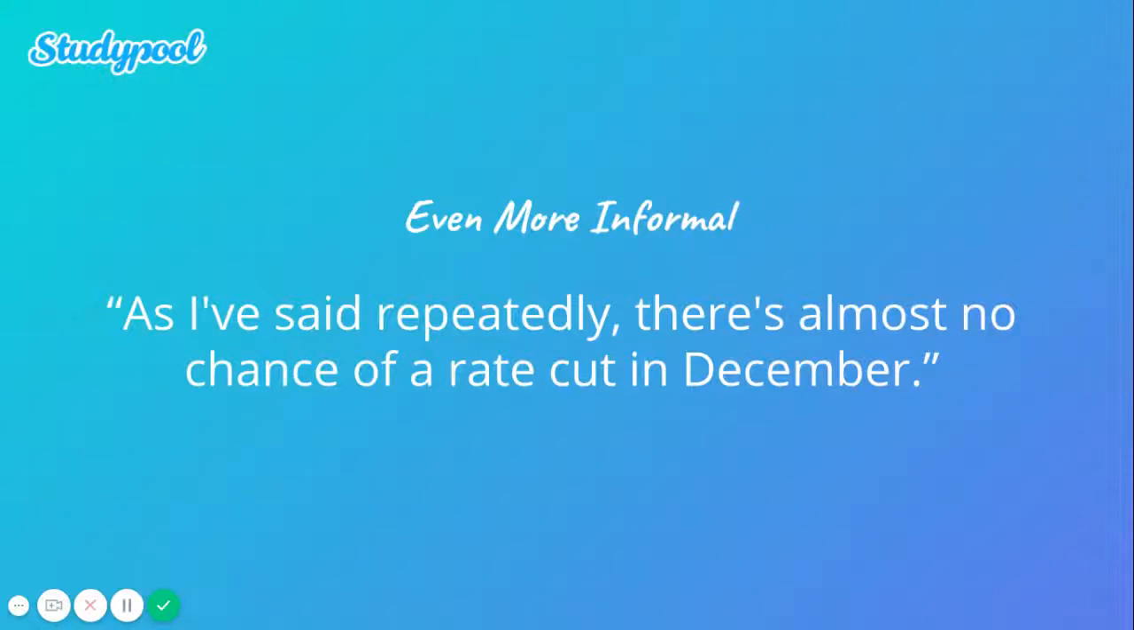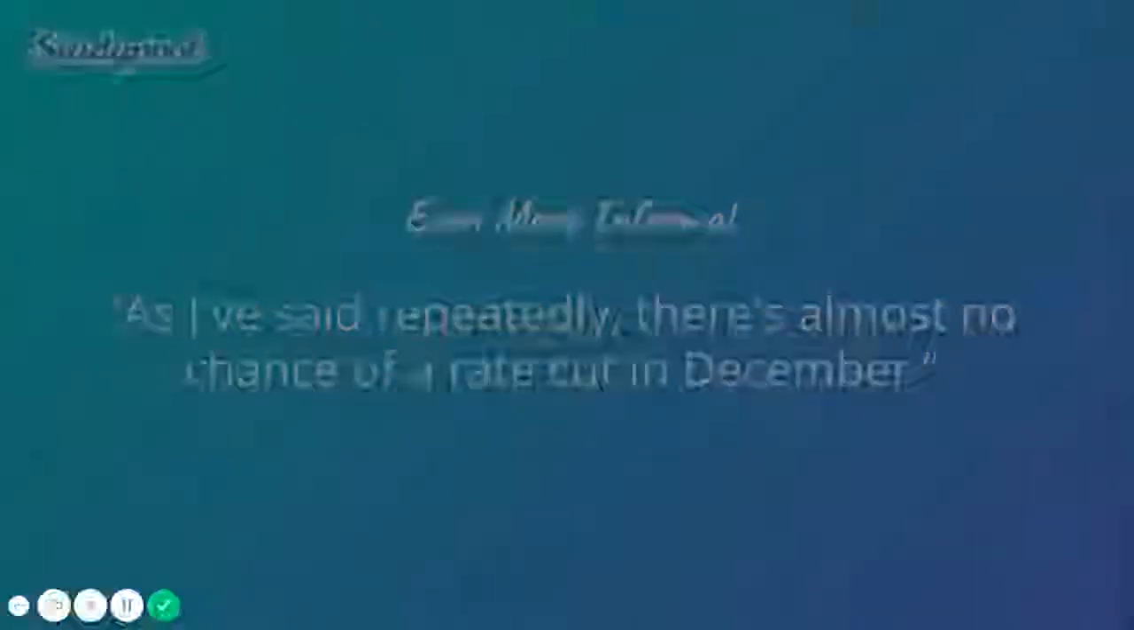The sentence has become even more informal here, and we have used two contractions, I've and there's. As I've said repeatedly, there's almost no chance of a rate cut in December. Again, the academic nature of the sentence hasn't been impacted too much. Indeed, as you can hear, the sentence is easier to read in terms of speed and comprehension. However, this is now getting to the limits of what is considered professionally acceptable.